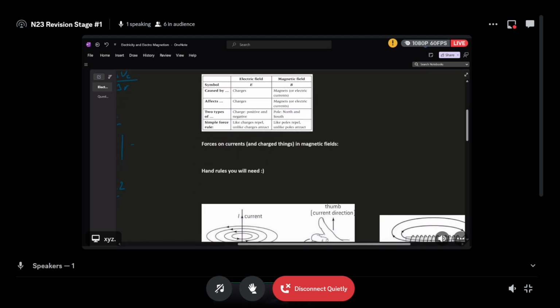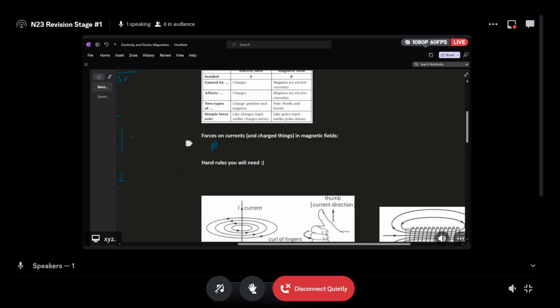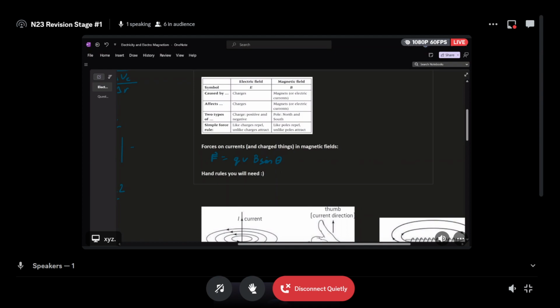So we have our first, this is directly from the data booklet. This is QV sine theta, where theta is the angle between the velocity, so the motion of a particle, and the magnetic field B. This will be theta.